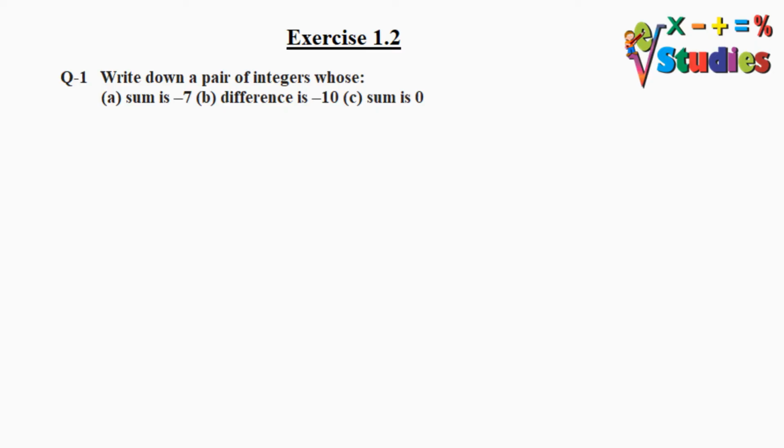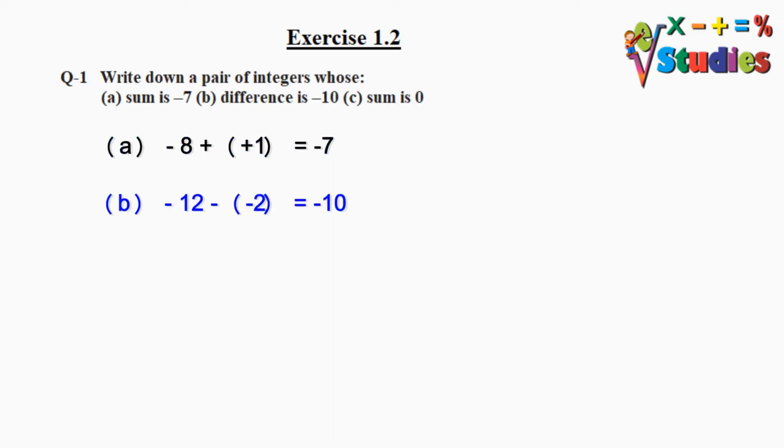Students, now let's look at exercise 1.2 and question number 1. The question is: write down a pair of integers whose sum is -7, whose difference is -10, and whose sum is 0. So let's look at the first one, where the sum has to be -7. If I choose -8 and +1, and put a positive sign in between, -8 plus 1 will give me -7.